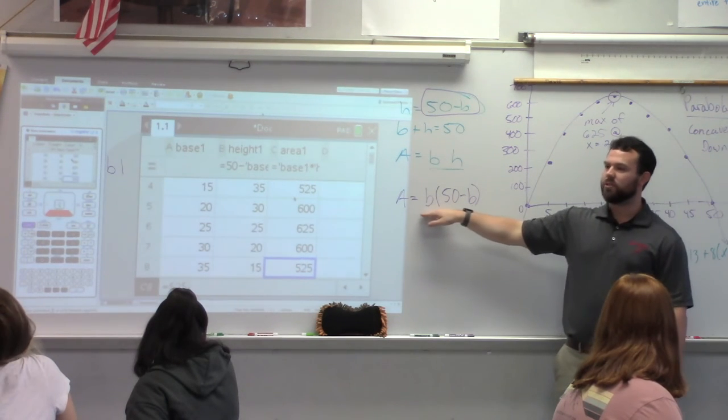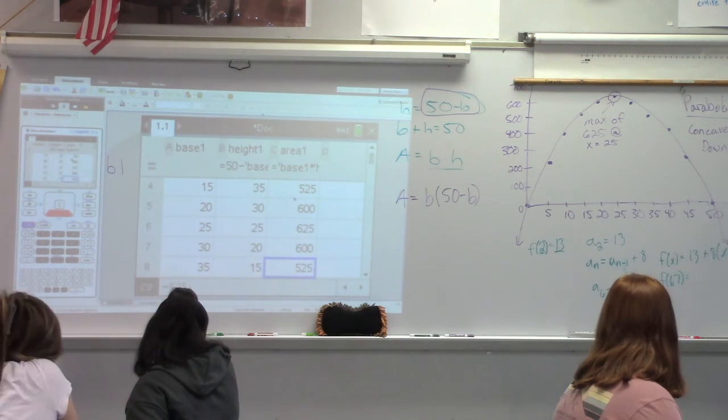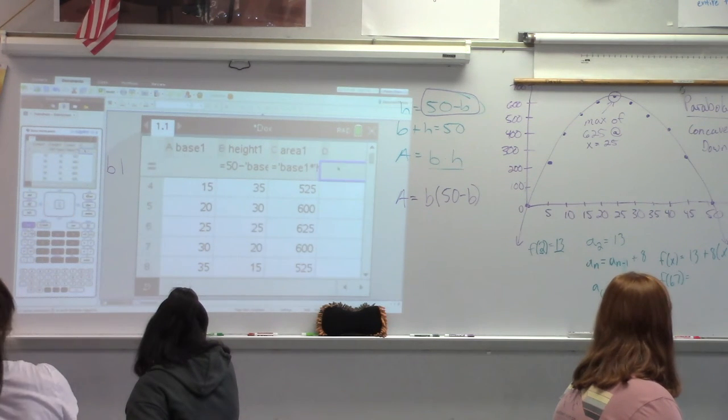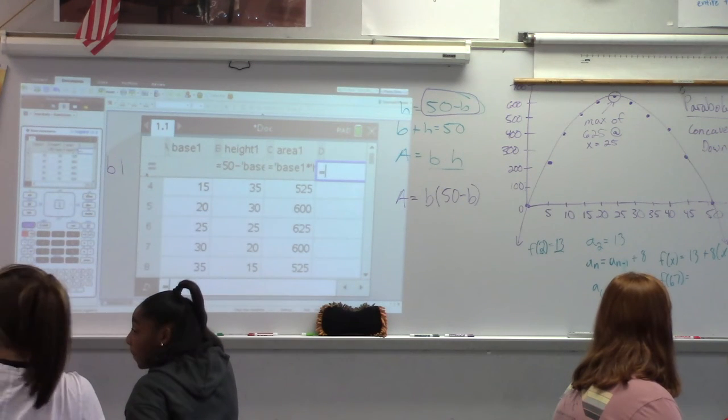Now, how many inputs do I have? Just one. So I'm just going to go to this next column. You don't have to type this in, but I want you to notice. Equals b is base 1, right?